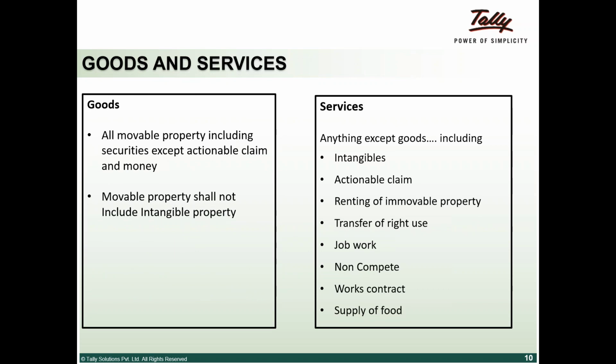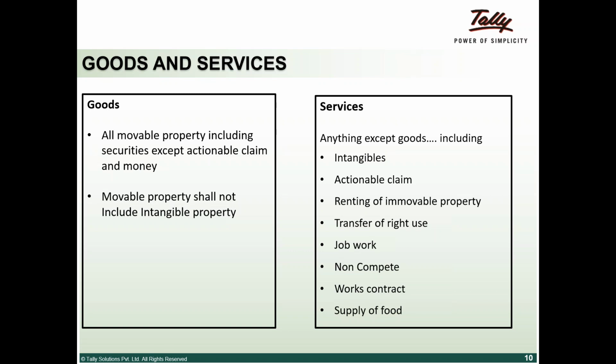In GST, two definitions are foremost important. One is what is goods and what is services. Goods is defined as all movable properties, including securities, except actionable claims and money. Movable property shall not include intangible property. So the simple definition is that goods is tangible, service is intangible. That's the concept in GST.